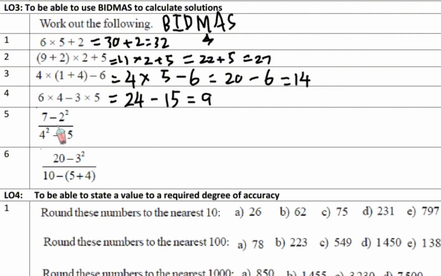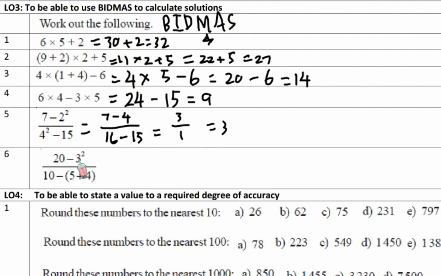So 7 minus 2 squared divided by 4 squared minus 15. So we will take 7 minus 4, because 2 squared, divided by 16, because 4 squared, minus 15. So this would equal to 3 divided by 1, which is 3.